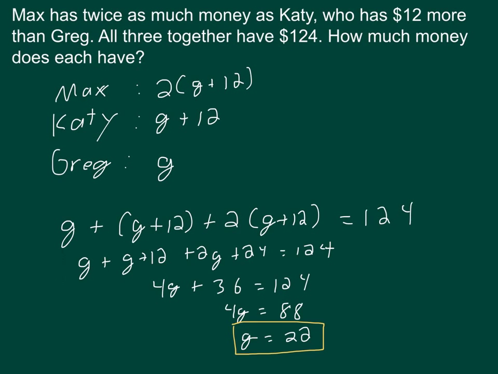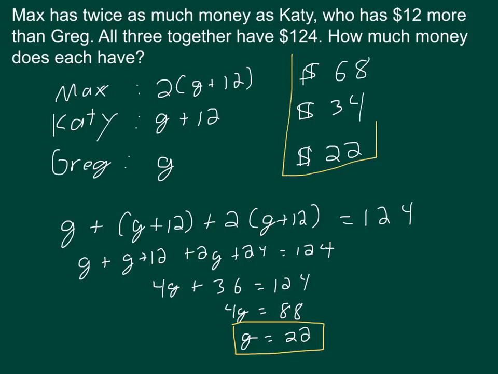And this shows us that Greg has $22. Katie, who has 12 more than that, therefore must have $34. And Max, who has twice as much as Katie, must have $68. So we properly label them, and just do a quick check to make sure they have $124 altogether, and they do. And so our answer makes sense, and we're good to go. And that's all you need for this telling a story problem.